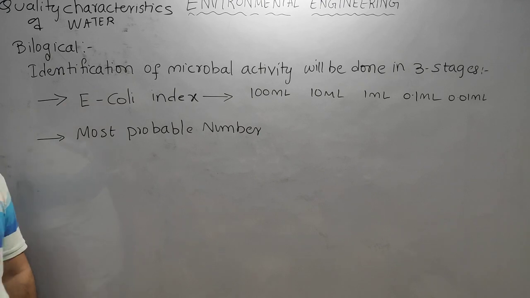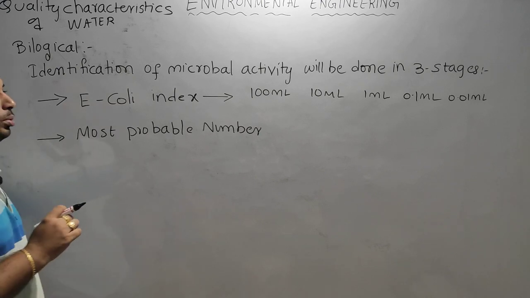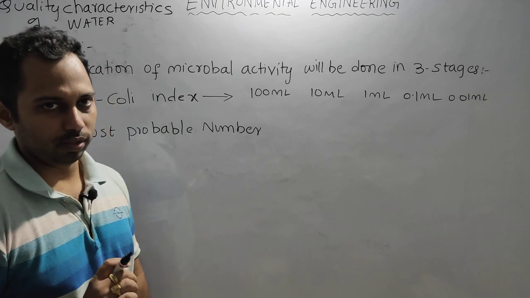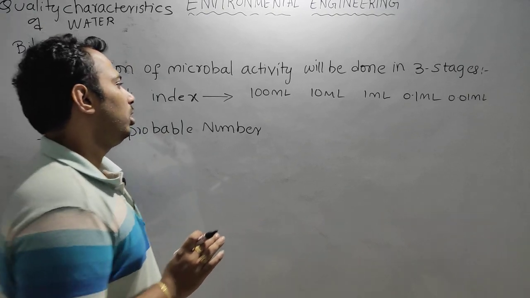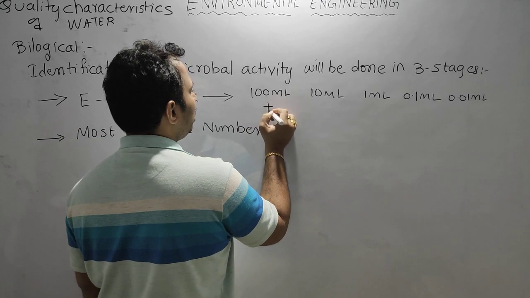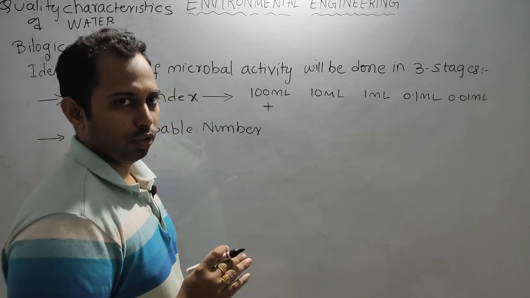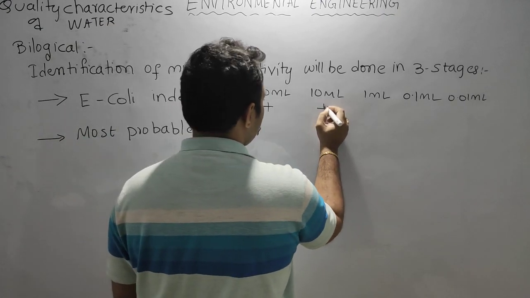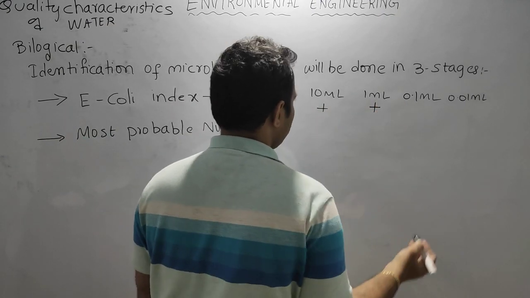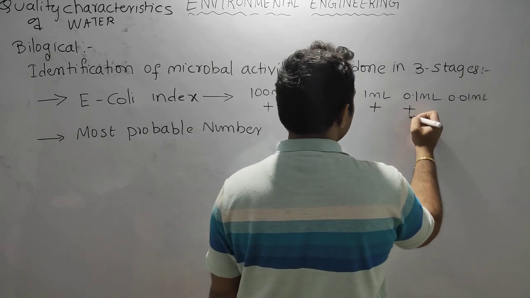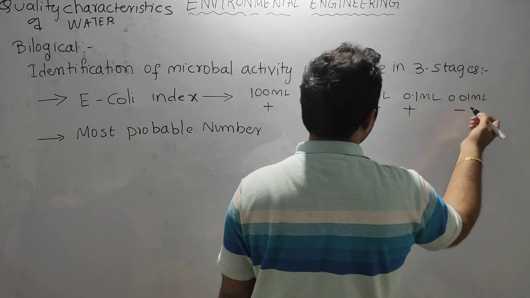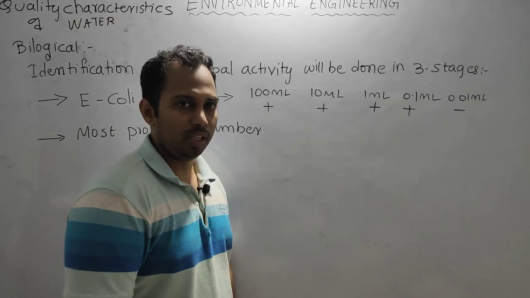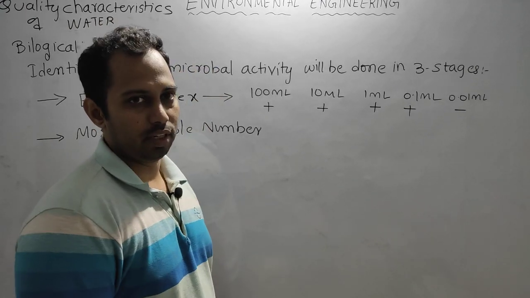So we will get a positive or negative depending upon the presence of the microorganisms. For example, we have got positive here. That means the gas is formed, so a positive result has come. Similarly, in 10 ml dilution also positive has come. 1 ml also positive came. And 0.1 also positive came. But in 0.01 ml, no gas is formed and also no color change has been observed. That means it is a negative result.